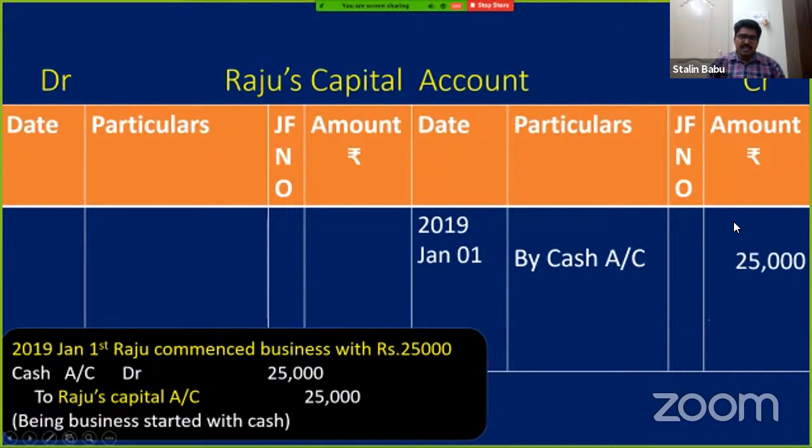Children, we have to check whether the account is debited or credited. Here Raju's account is credited, so we have to post on the credit side the name of the account debited. The name of the account debited here is the cash account. We have to post the cash account in the particulars column. This is the procedure for recording the credit account which is credited in the journal entry.